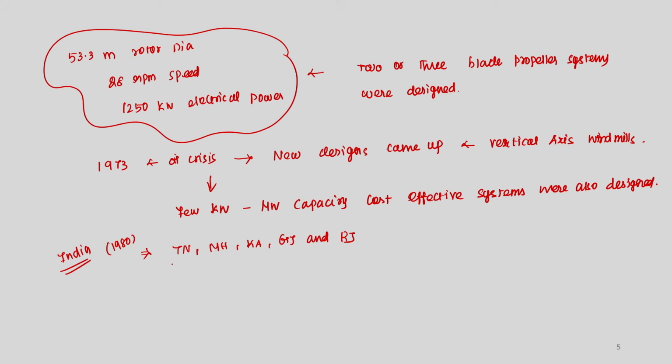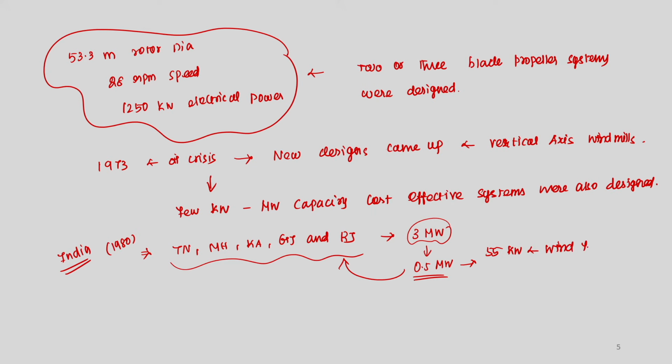right. So, in these 5 states the total capacity of 3 megawatt windmills came into operation, and this 3 megawatt was again split into around 0.5 megawatt in each coastal region. So, this 0.5 megawatt also is not a single machine. It is a kind of 55 kilowatt capacity machines altogether as a wind farm.